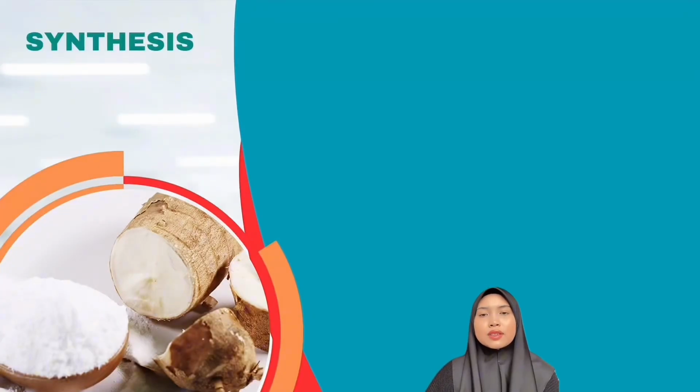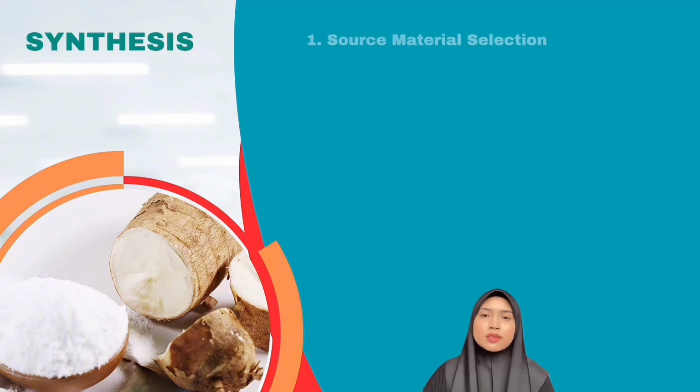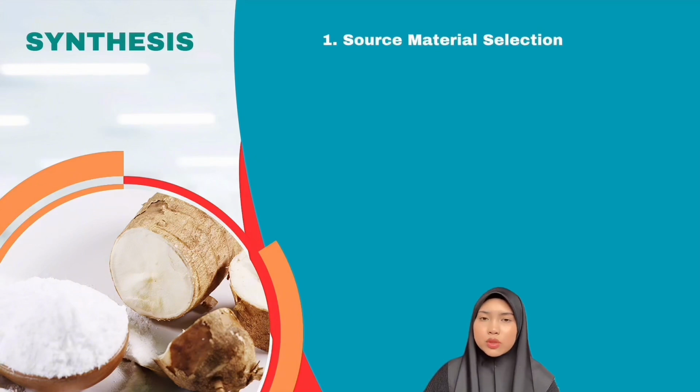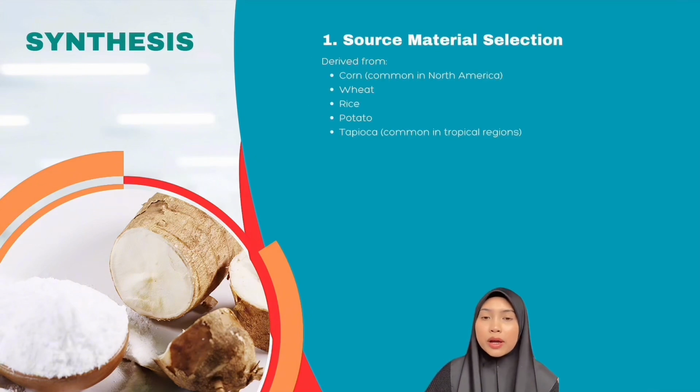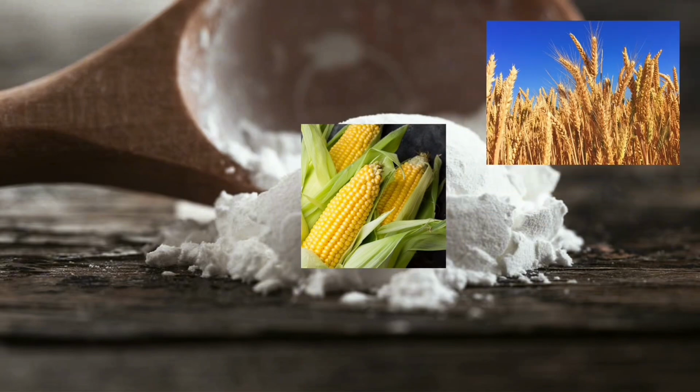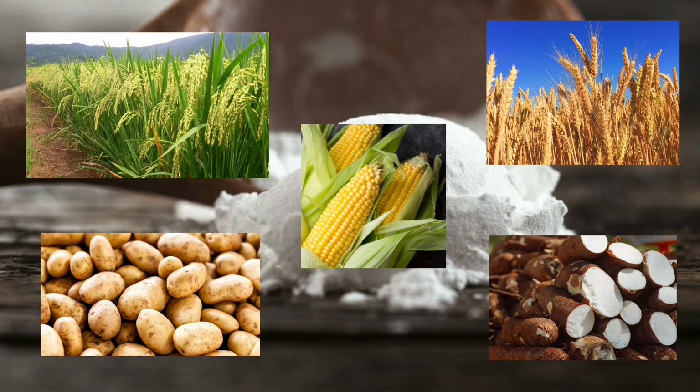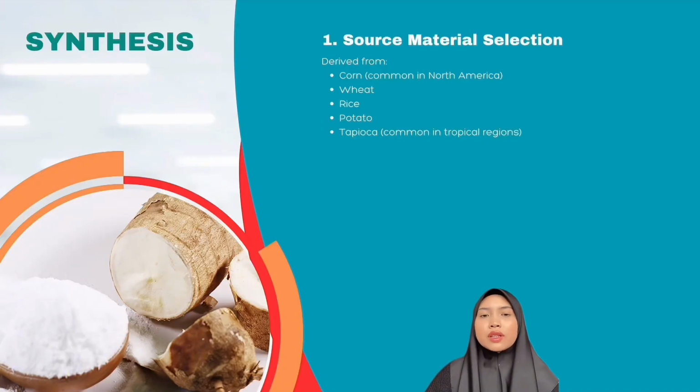Maltodextrin is a polysaccharide derived from starch that is synthesized through a process called enzymatic hydrolysis. So here's the outline of the synthesis process. The first process is the source or raw material selection. Maltodextrin is synthesized from starch, which is a carbohydrate extracted from plants like corn, wheat, rice, potatoes, or tapioca. The choice of raw material depends on the availability and the intended use of maltodextrin.